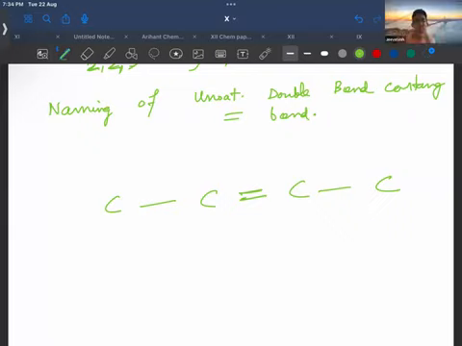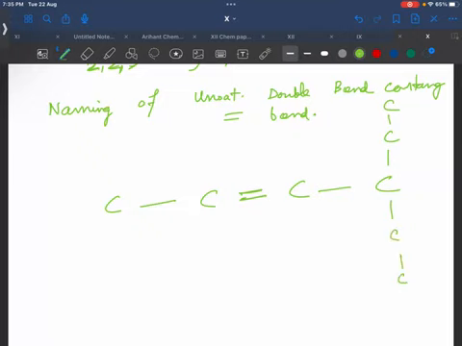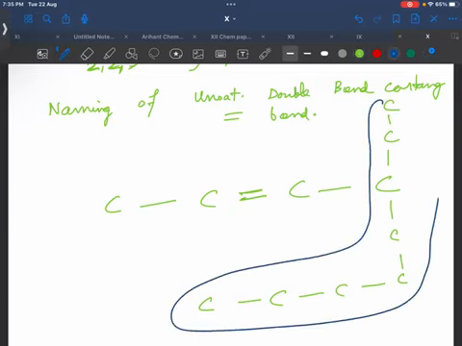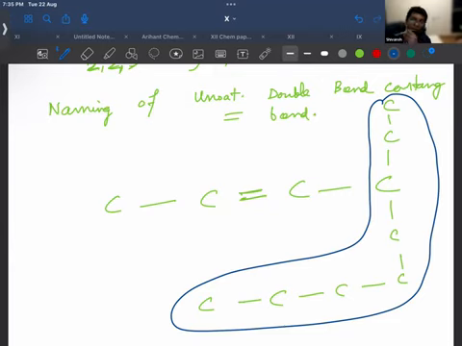For example, see here, everyone. Here you might be thinking, why can't we take this as my parent chain? I can take this as my parent chain, right? Can we take this as the parent chain? No, because it doesn't have a double bond. Yes, look at the color: how many carbon atoms are in this blue one? 1 2 3 4 5 6 7 8.